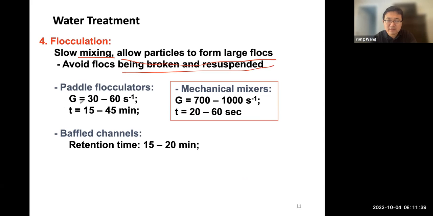So that's why if you look at this G value, this is the velocity gradient. Again, you can think of that as V divided by R.